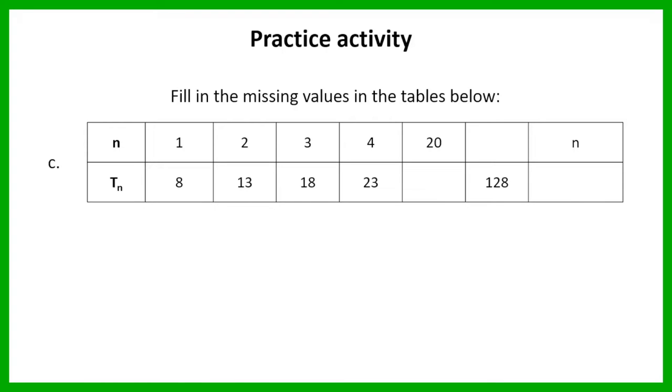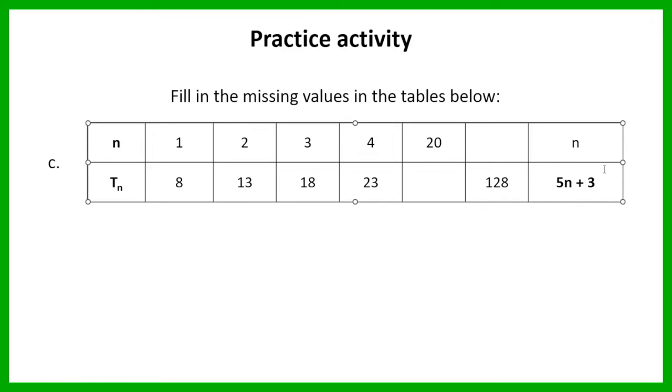Right, so let's go through this table and see what you got. So first of all, for our rule, if you look at the terms in this pattern, we've got 8, 13, 18, 23. So that is increasing by 5 every time. So we've got 5n first in our pattern. Then how do we get from 5 to 8? We need to add 3. So it's 5n plus 3. So that's what my rule is for this pattern.